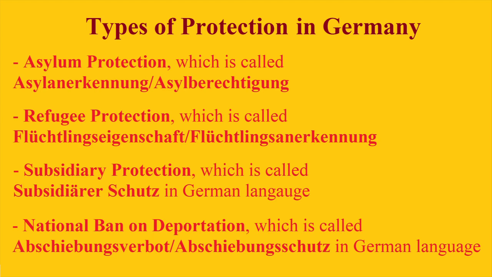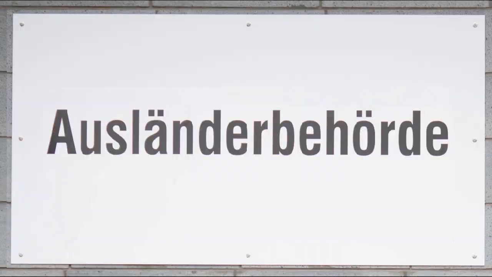After getting one of these protections, you can refer to your respective foreigner's office, which is called Ausländerbehörde in German, and apply for an electronic residence permit in this office. It is worth mentioning that in some cities of Germany, the Landesamt or Landratsamt is responsible for it. And in such cases, you should apply for this electronic residence permit in one of these offices.